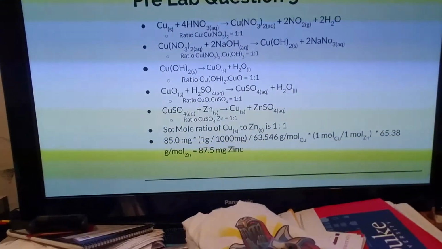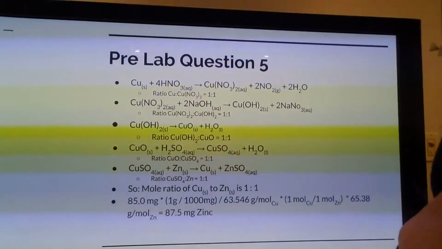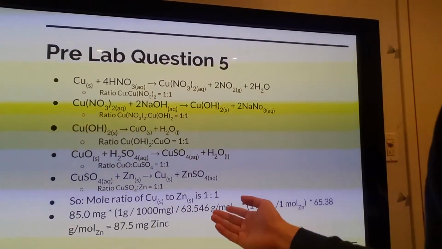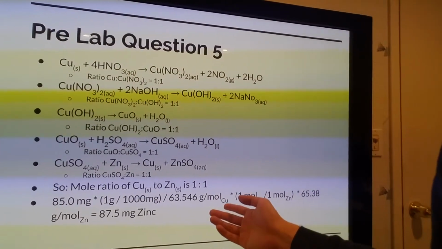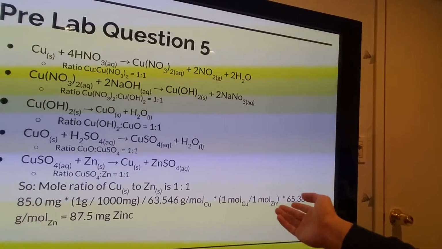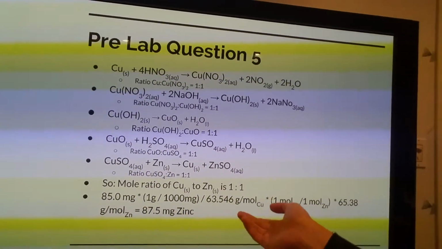Based on this, using stoichiometry in the final equation, we find that the number of moles of zinc is also equal to the number of moles of copper. So therefore, by taking the number of milligrams of zinc used, converting to grams, dividing by the molar mass of the copper being used, and multiplying by the molar mass of zinc, we see that by inputting 85 milligrams of copper, we get 87.5 milligrams of zinc.